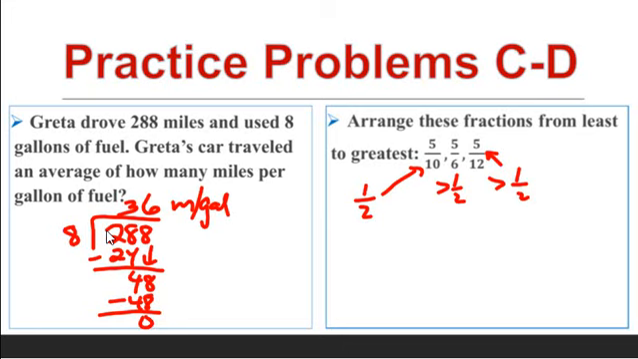So if we think about that, now we can put them in order. Sorry, I put that one wrong. Yeah, it was less than half. So 5/12 is the smallest fraction. The next fraction would be 5/10 because that is half. And the greatest fraction would be 5/6 because it's greater than half.